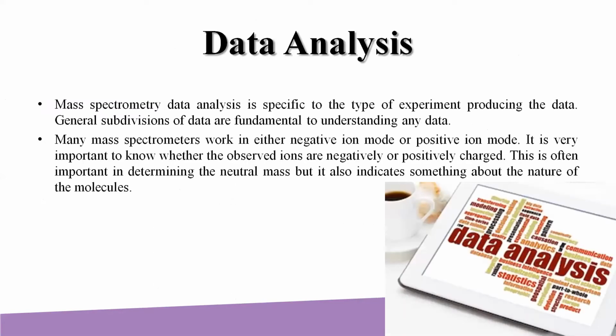Data analysis. Mass spectrometry data analysis is specific to the type of experiment producing the data. General subdivisions of data are fundamental to understanding any data. Many mass spectrometers work in either negative ion mode or positive ion mode. It is very important to know whether the observed ions are negatively or positively charged. This is often important in determining the neutral mass, but it also indicates something about the nature of the molecules.